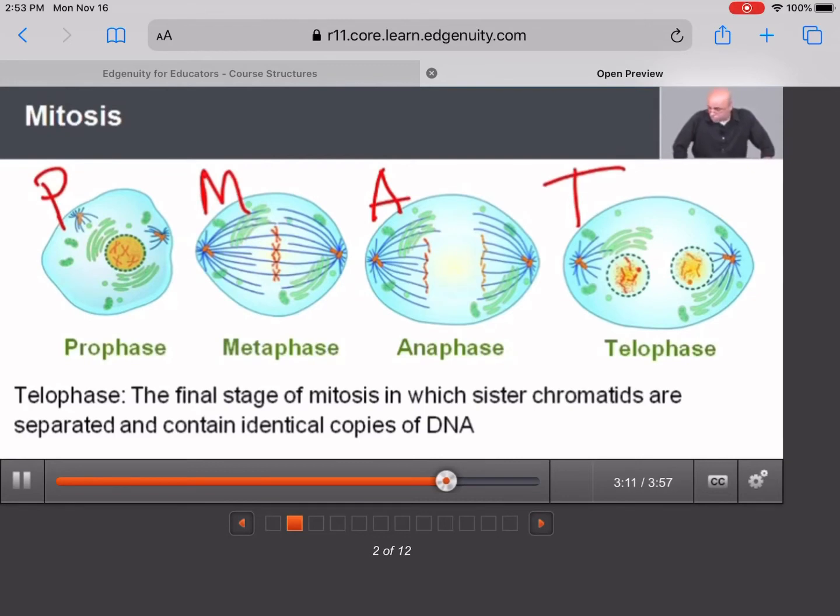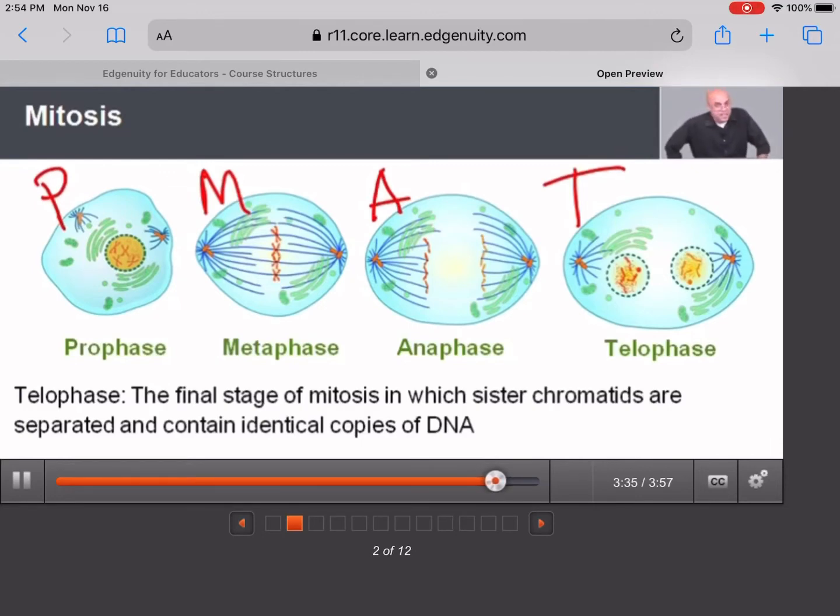These stages will be seen over and over again. I want to review them one more time, though. Prophase, once again, is the first phase of mitosis, in which the chromatin in the cells coil into chromosomes that can be seen. Metaphase, the second phase of mitosis, is where the chromosomes that were doubled become attached to the spindle fibers by their centromeres.